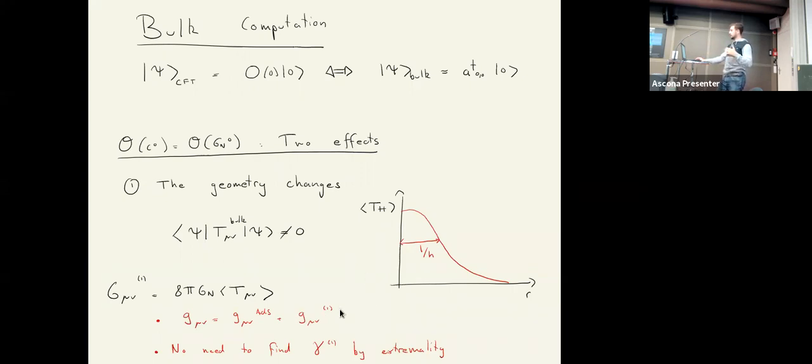And I should mention that at this order, you don't need to look at the change in the surface because the surface was classically extremal. If you do a small metric perturbation, you don't need to worry about the surface moving at this order. Okay, so that's one effect. You can go and compute the change in the geometry and then compute the change in the area.